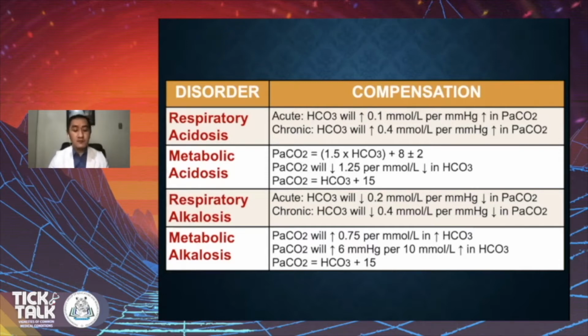For example, if the decrease in arterial CO2 is less than expected, then a primary respiratory acidosis can also be present.